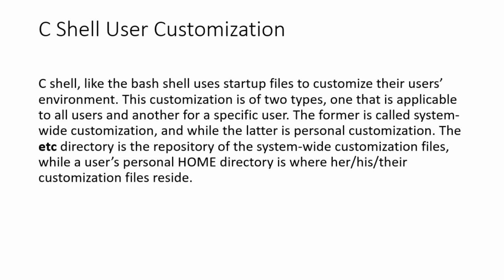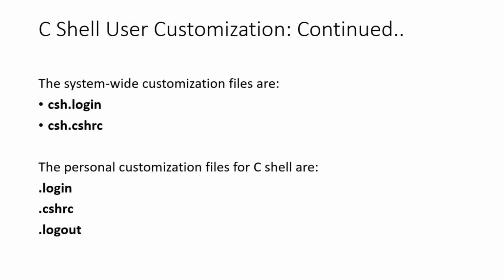The /etc directory is the repository of the system-wide customization files, while a user's home directory is where their customization files reside. The system-wide customization files are csh.login and csh.cshrc. The personal customization files for C Shell are .login, .cshrc, and .logout.